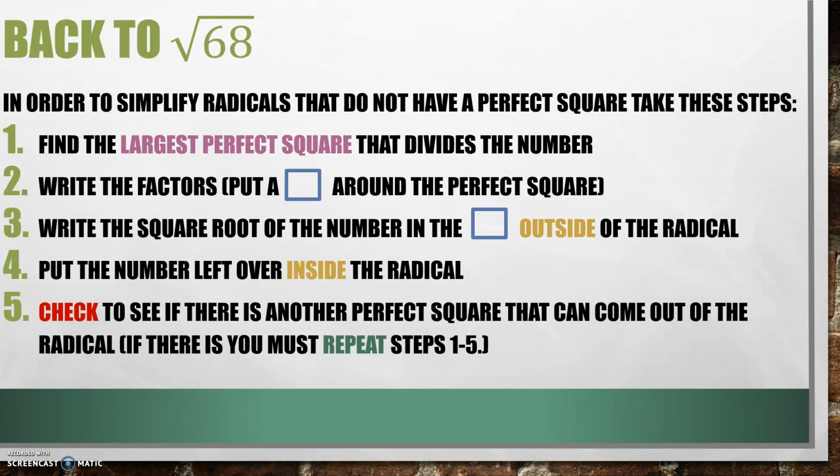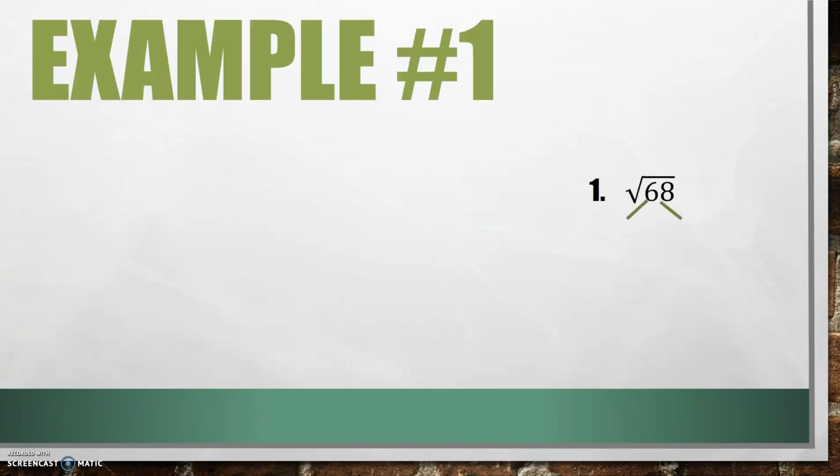So sometimes the numbers are awfully large, and since we only expect you to know up to 144, you always need to make sure you're checking to see if there's no other perfect square that can come out of the radical. If there is, you must repeat steps 1 through 5. And we'll show you a couple examples of that.